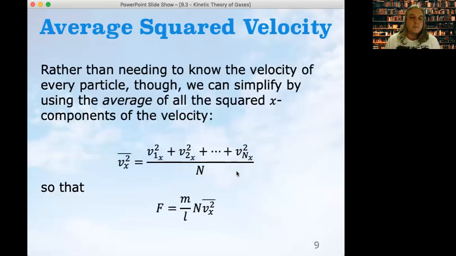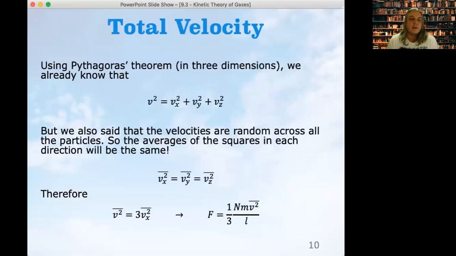So just going back a slide, we've got the force is equal to m over L times n times the average of the x component squared. But we just said the average of the x component squared is equal to 1/3 of the velocity squared average. So we can put that in. We put 1/3 in and replace Vx squared average with V squared average, and we get that equation out. So now we've got the force from n particles being given by that equation. We're no longer caring just about the x component, we're now caring about the velocity overall.